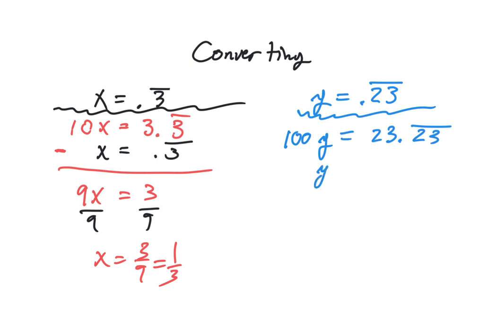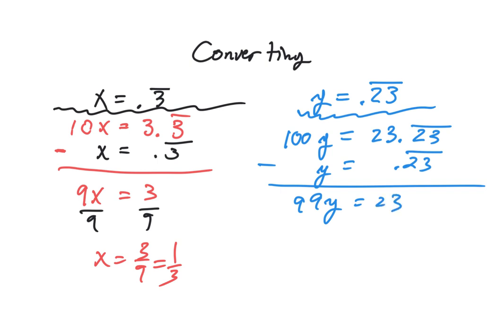I have the original, y equals 0.23 repeating. Here, let me move that over, just so they line up nicer. Going to subtract, left with 99y equals 23. Y equals 23 over 99. 23 is prime, so that cannot reduce.